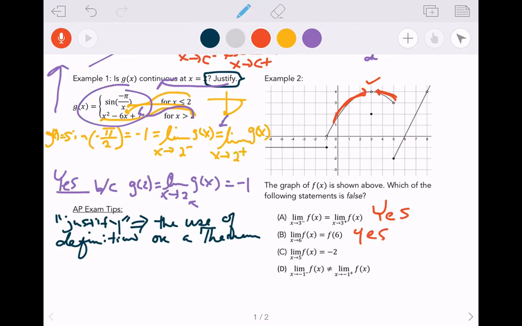Is the limit as x approaches 5 from both directions equal to -2? Let's approach 5 from the right. I'm down at -2. And now let's approach 5 from the left, and I'm up at 3, so that's the false one. All right, so which of the following is false would be that one.